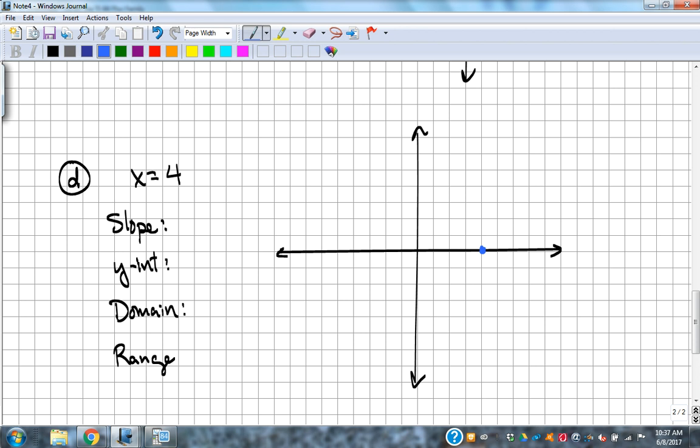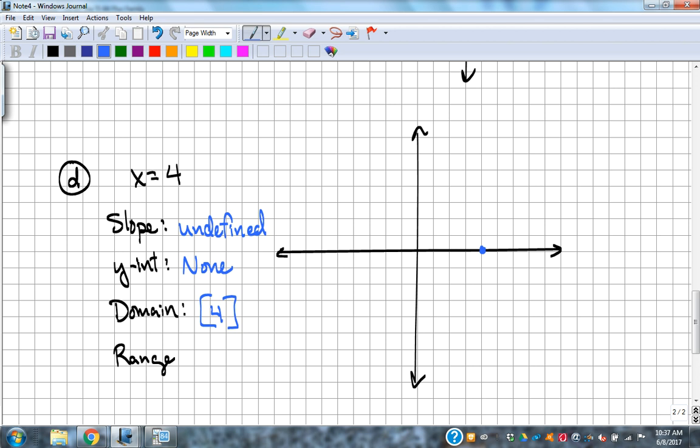The slope, well, there's not a slope there. I mean, you don't have y equals mx plus b. You don't have that structure in the problem. So the slope is what we call undefined. There's no y-intercept. Okay. The domain is just the number that x is equal to.